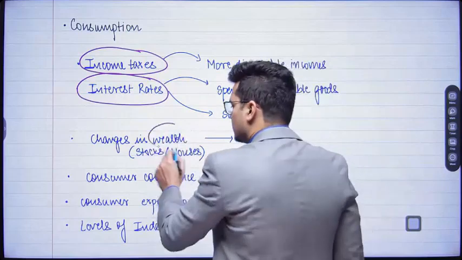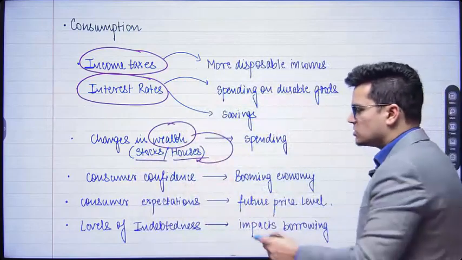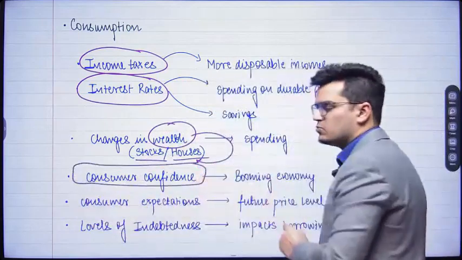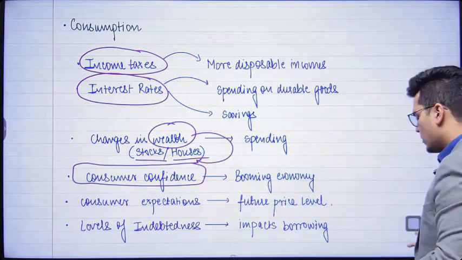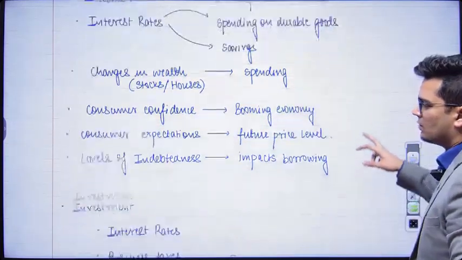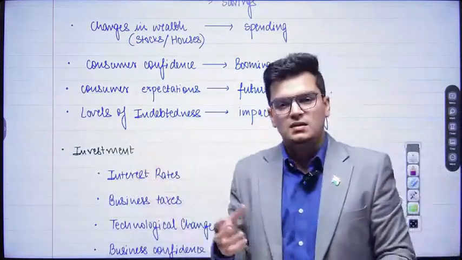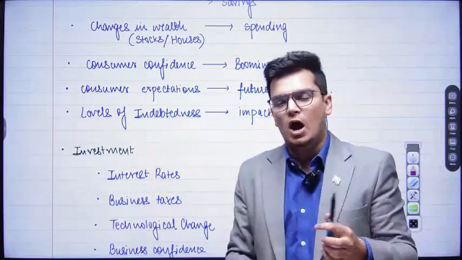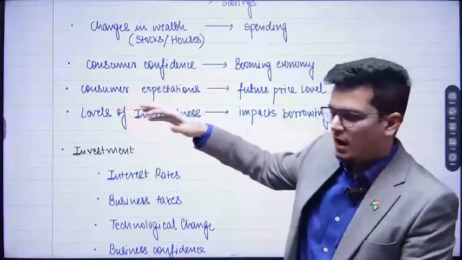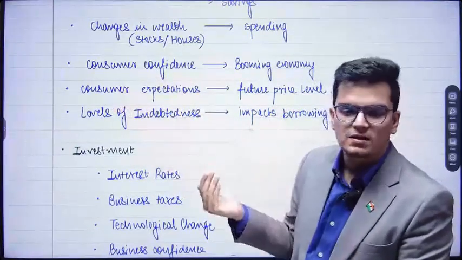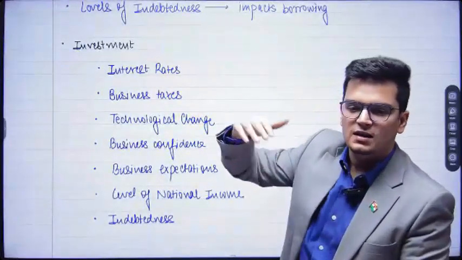चेंजेस इन वेल्थ, the value of stocks and houses, this also we've read. कंज्यूमर कॉन्फिडेंस, if the economy is booming or not. कंज्यूमर कॉन्फिडेंस सर्वे भी देखा था हमने. कंज्यूमर एक्सपेक्टेशंस, my expectations of future price level. लेवल ऑफ इंडेटेडनेस, कितनी मेरी ऑलरेडी बोरोइंग है, how much in debt I am already. If I am already in a lot of debt, I will not want to spend more, I will first want to repay the loan. Similarly, investment pe, we saw investment mainly in terms of companies.